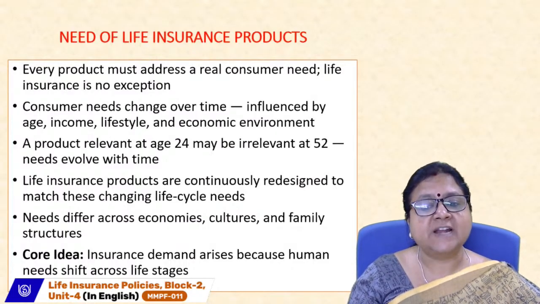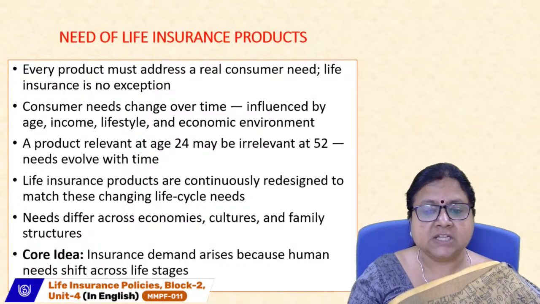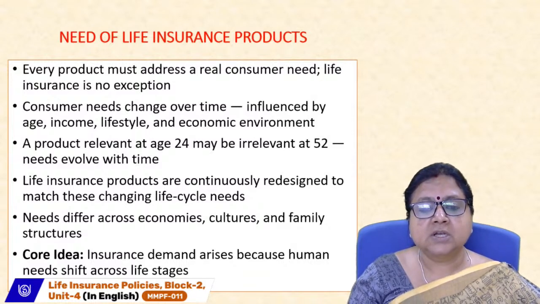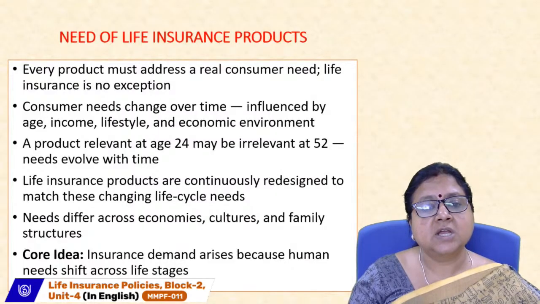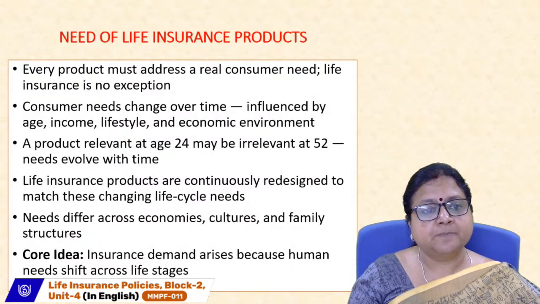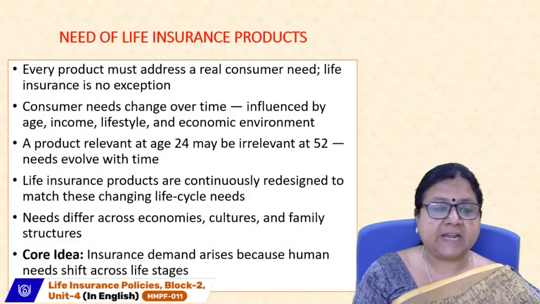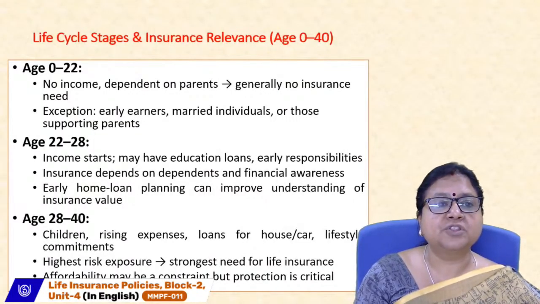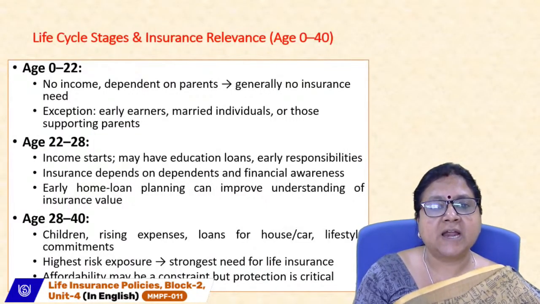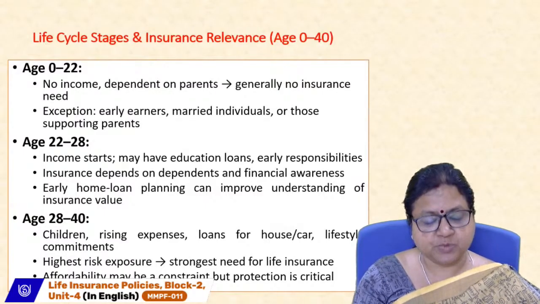Suppose a person is residing in a nuclear family, or suppose a person is residing in a joint family. The needs of both the different types of family structures will definitely vary. So based on these needs of the customer, the different types of insurance products and policies have been designed. Let us have a brief look at the life cycle stages and their relevance to insurance companies while designing a product. So here the age group is from 0 to 40.